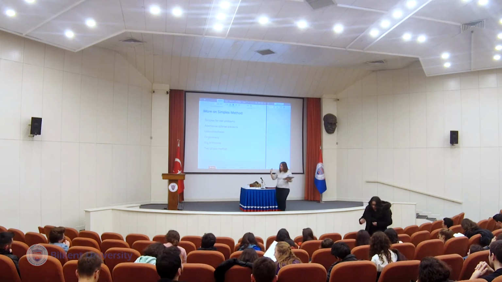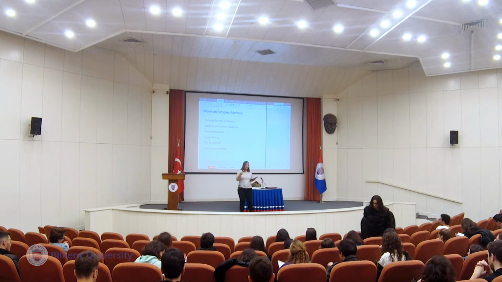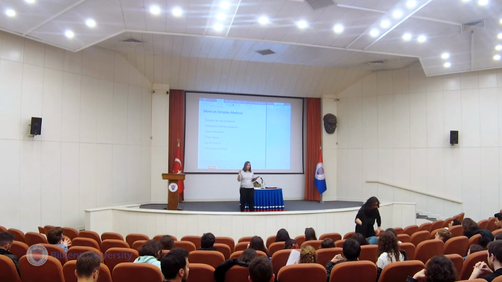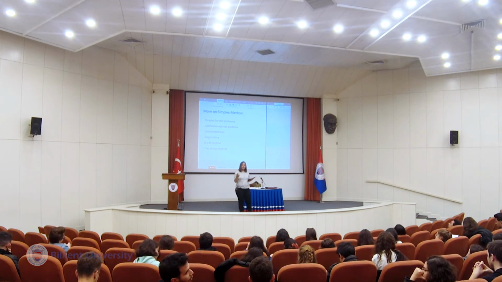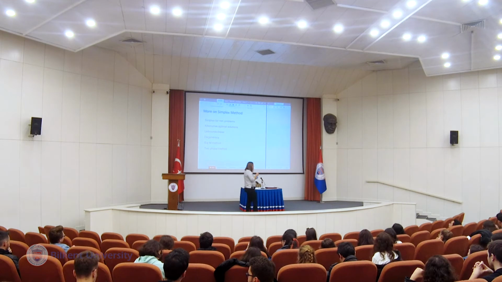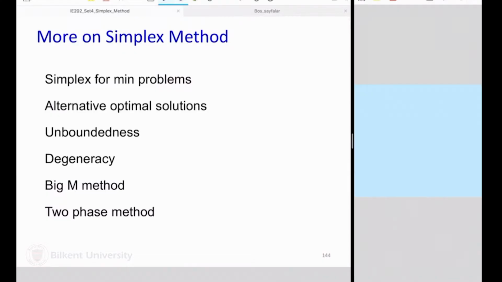So either you have one optimal solution of an LP, or infinitely many optimal solutions, or no solution at all. It could be an unbounded case. So how do we figure this out? Using the simplex method. All right, that's the agenda.